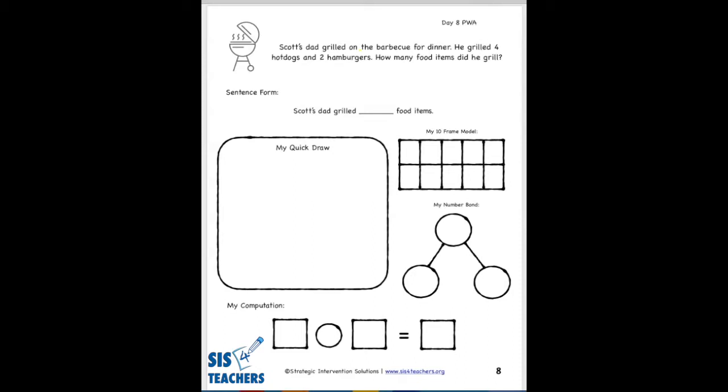The problem here says, Scott's dad grilled on a barbecue for dinner. He grilled 4 hot dogs and 2 hamburgers. How many food items did he grill?